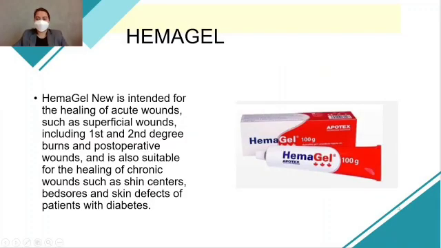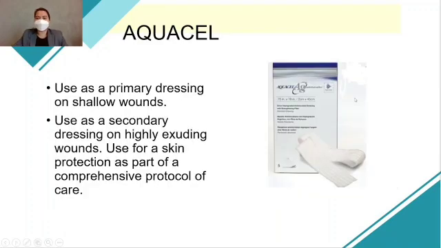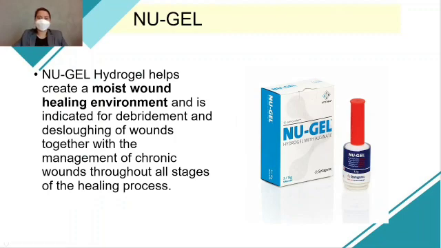So we also have the Hemagel. Hemagel is intended for the healing of acute wounds such as superficial wounds, including first and second degree burns and post-operative wounds, and it is also suitable for the healing of chronic wounds such as shin ulcers, bed sores, and skin defects of patients with diabetes. With this Hemagel, you can apply it directly to the skin, or you can apply it to the Aquacel, then put it on your patient's wound.